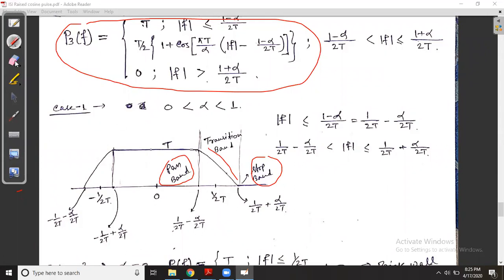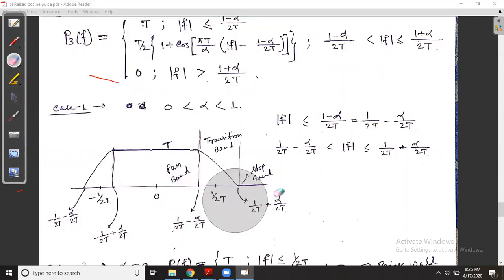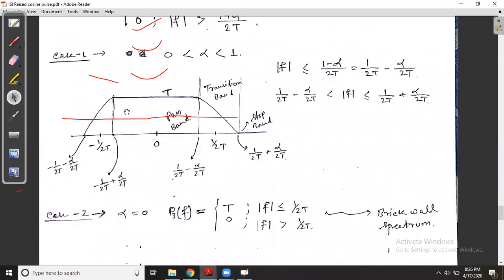Okay, so this is case 1, with 3 different conditions of the P3F. In that way, the pulse shape is changing. For the next, the same expression P3F, case 2, suppose.